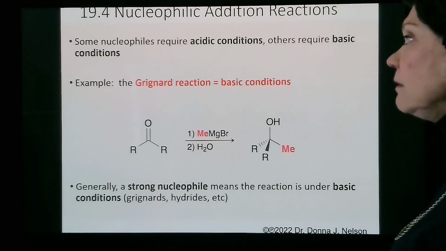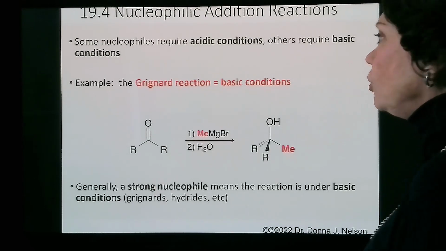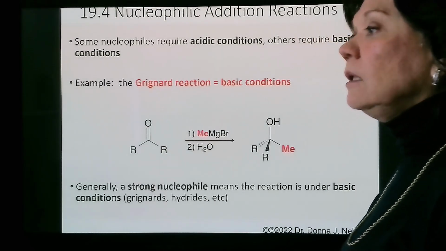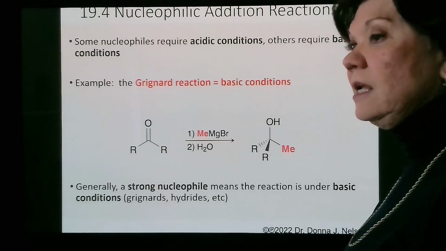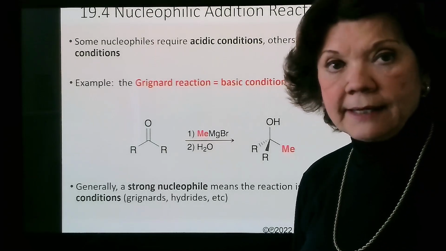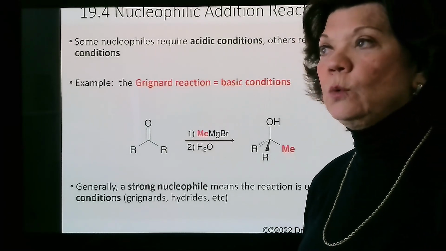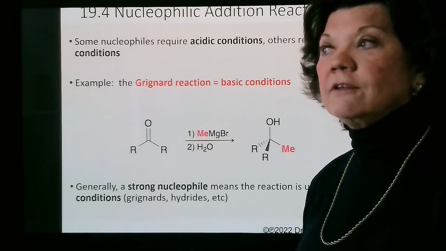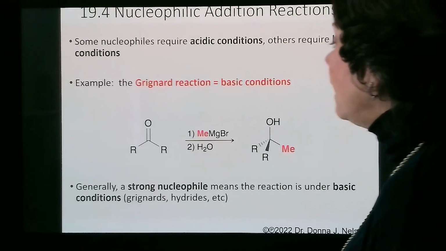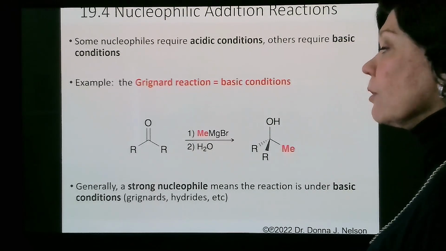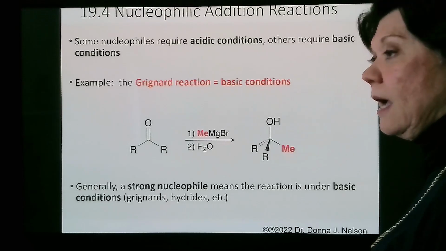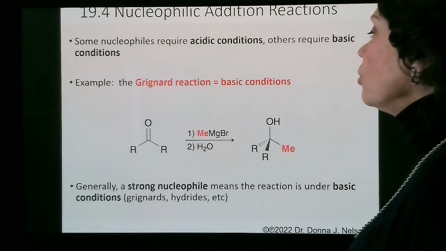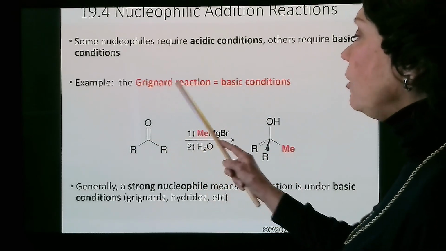Some nucleophiles require acidic conditions. If they're just not very strong nucleophiles, even if they're in the presence of a carbonyl, they will not react. And so the reaction will need to be catalyzed, usually by the addition of a small amount of acid. Others will require basic conditions. An example of one that must be run under basic conditions is a Grignard reaction.